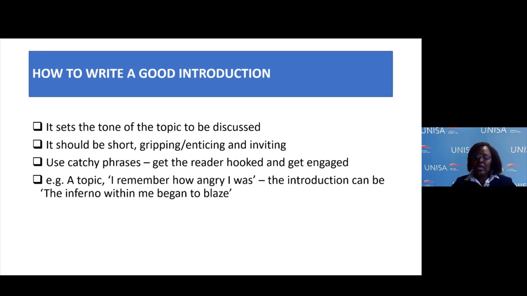So your introduction highlights what you will be talking about in the whole piece of your writing, or in the text that you will be writing. You need to use some catchy phrases. And it shouldn't be long, maybe 5 lines, because remember, an introduction is a paragraph. That paragraph shouldn't be long, maybe 5 lines, maximum 7 lines, because you are highlighting what you will be discussing. So that is your introduction.